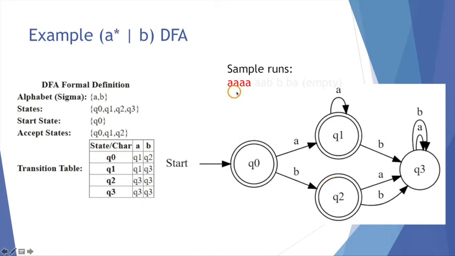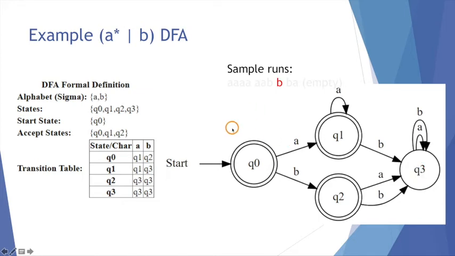So let's do a sample run, AAAA. From Q0, the first A will bring you up to Q1. The second, third, and fourth A will just keep looping at the current state, which is Q1, and the input will be accepted. Let's do another one, which is AAB. Q0 on A will go to Q1, and another A will just loop. B will go to the rejected state, which is Q3 here.